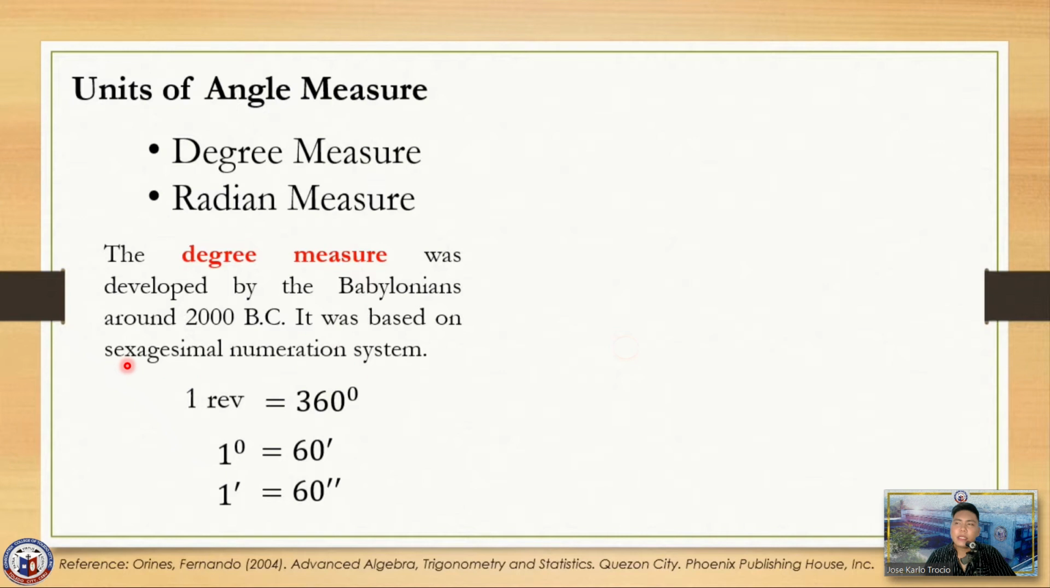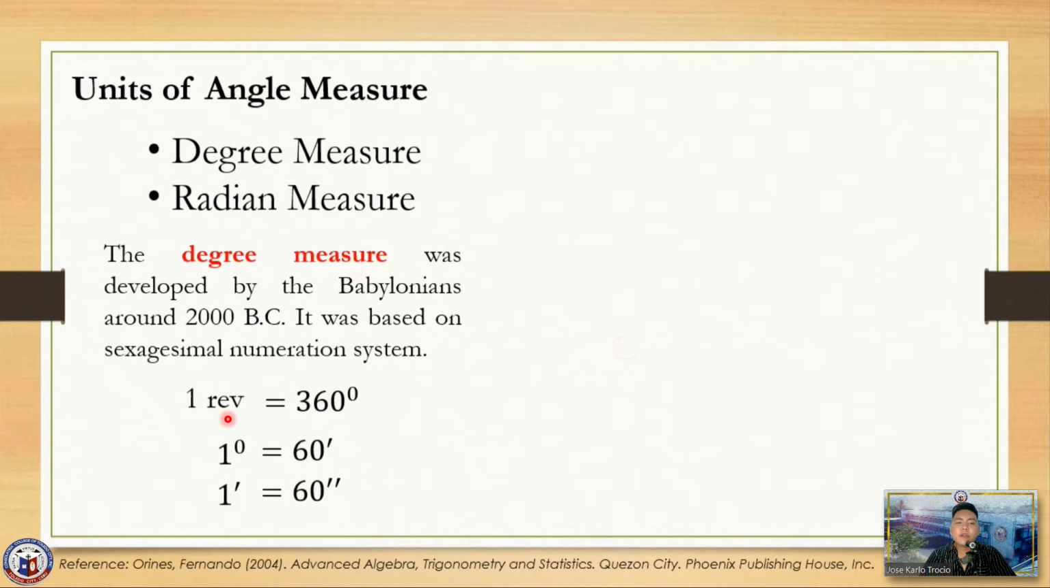Sexa means 6 or 60, right? 60 is the base measurement of the Babylonians and the Sumerians. You know, 1 hour is composed of 60 minutes, right? 1 minute is composed of 60 seconds. That is how they used the numeration system before.